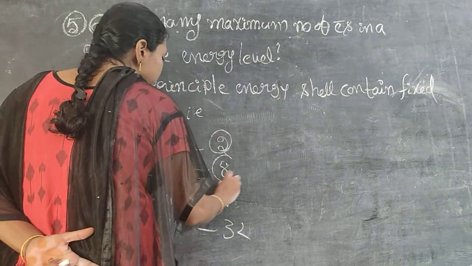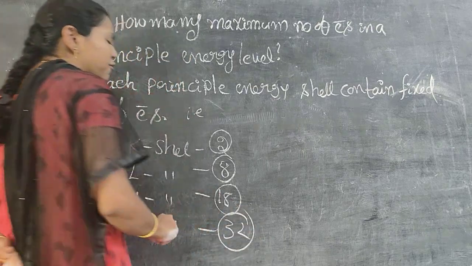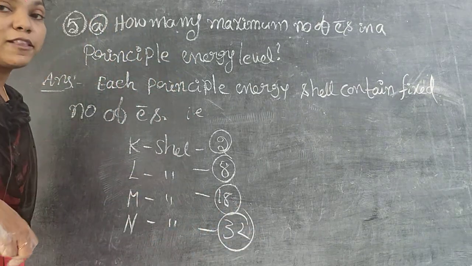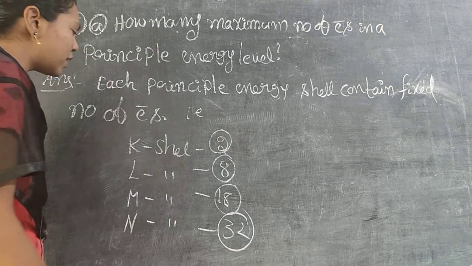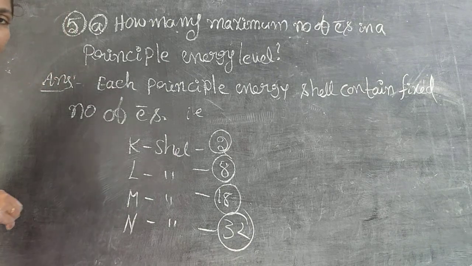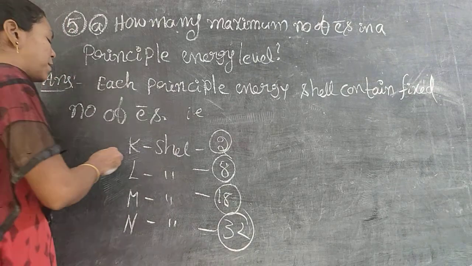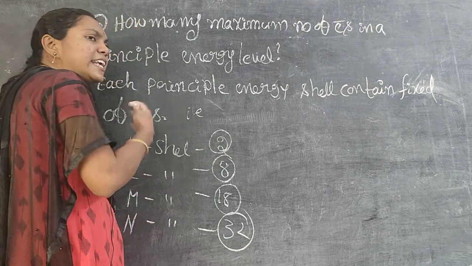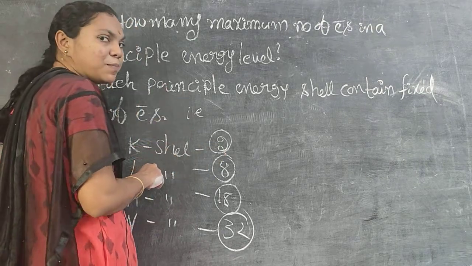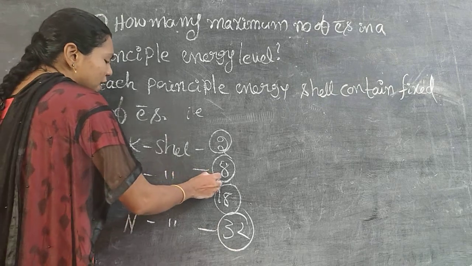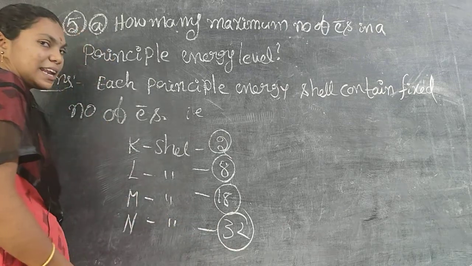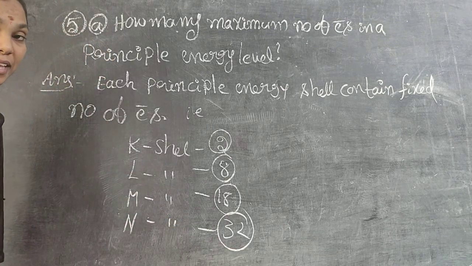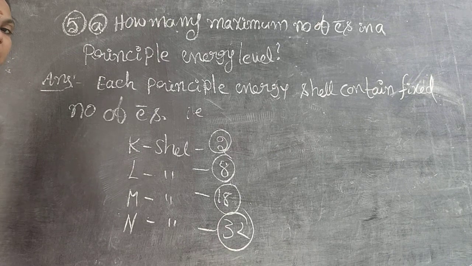So each principal energy shell contains a fixed number of electrons. It cannot change even though the electron jumps from a lower to a higher energy level or from higher to lower. Do you understand? For example, the K shell contains only 2 electrons in any atom. The L shell contains only 8 in any atom. M contains 18 electrons. N contains 32 electrons. These are the fixed numbers of electrons in each and every principal energy level.